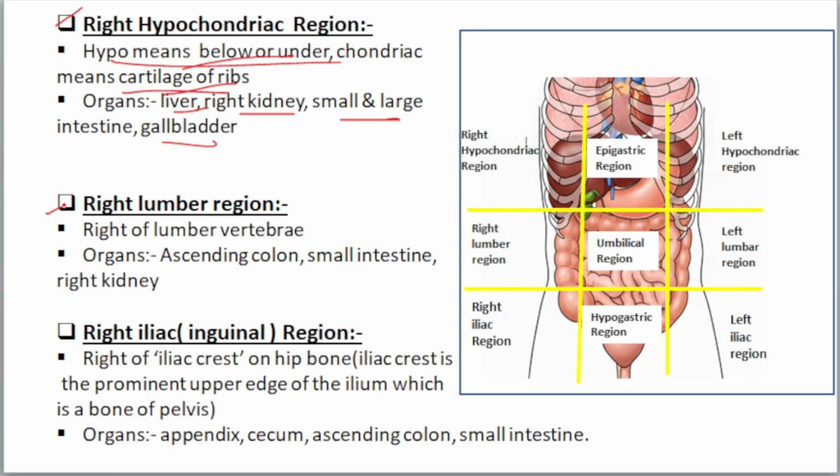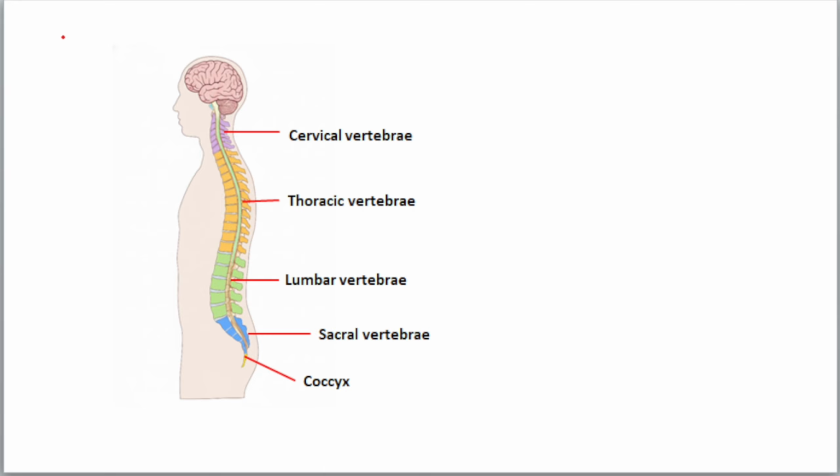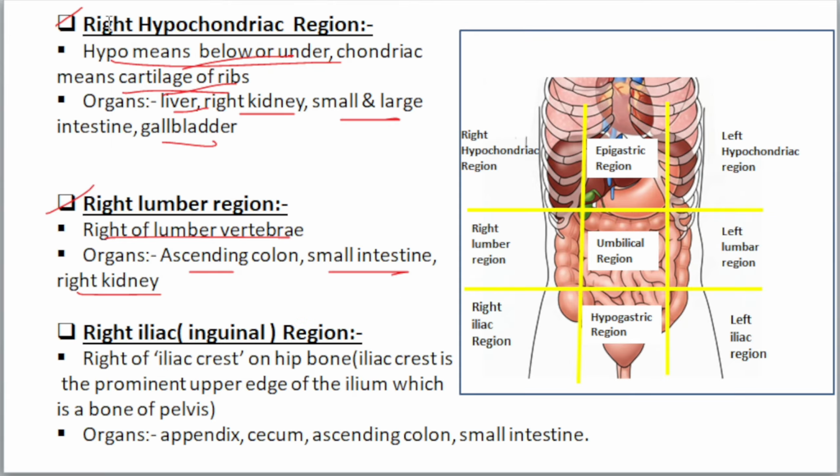Then the right lumbar region, which is present to the right of the lumbar vertebra. The ascending colon, small intestine, and right kidney are present in the right lumbar region. See in this picture that our vertebral column, or spine, can be divided into 5 parts: first, cervical vertebrae; second, thoracic vertebrae; third, lumbar vertebrae; fourth, sacral vertebrae; and fifth, coccyx. So the right area of the lumbar vertebra is called the right lumbar region and the left area of the lumbar vertebra is called the left lumbar region.